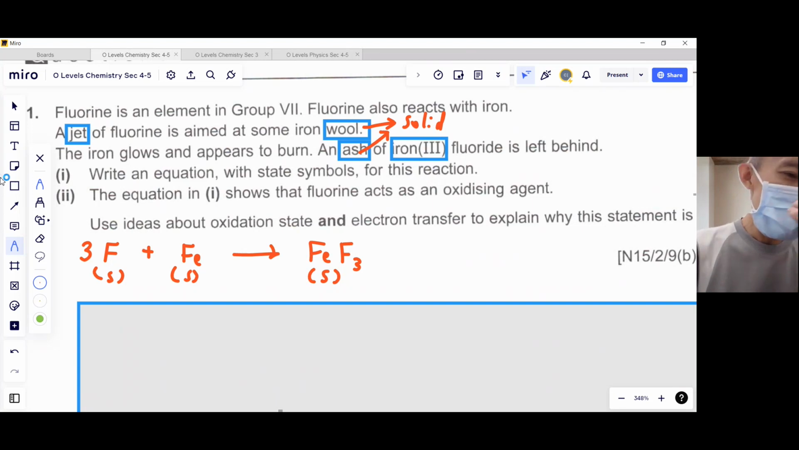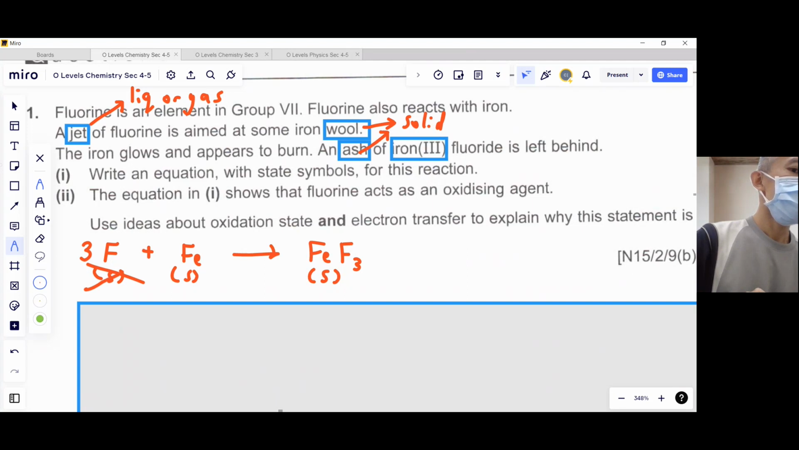Unless you are very good in your chemistry, try to spot all these clues. But this one is a bit difficult. Jet. A jet is like a jet of water, but it can also be a gas, right? A flame jet, that's a gas. So when you see the word jet, it's either liquid or gas. So definitely not solid.